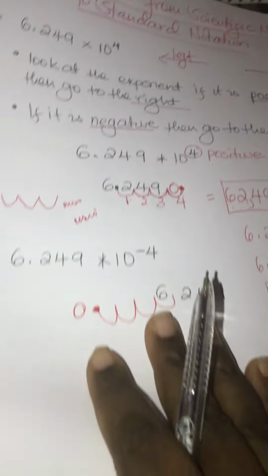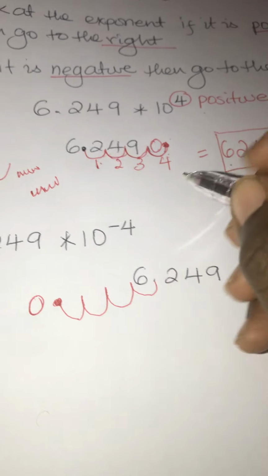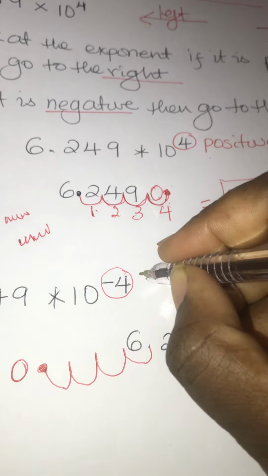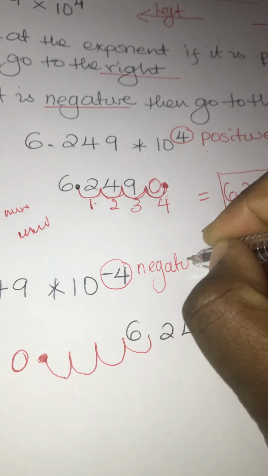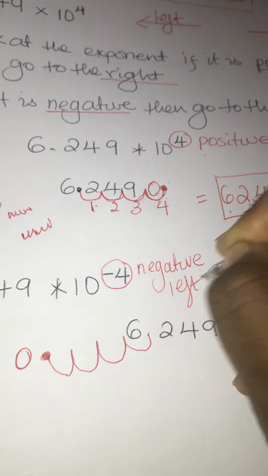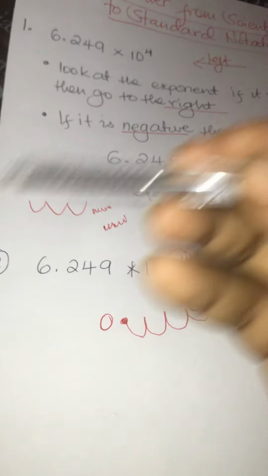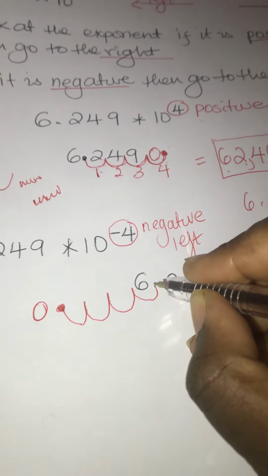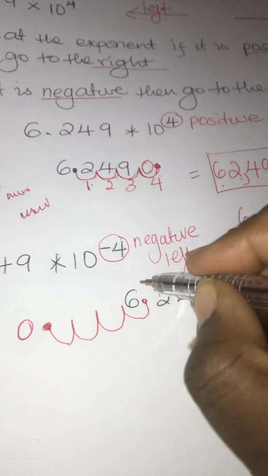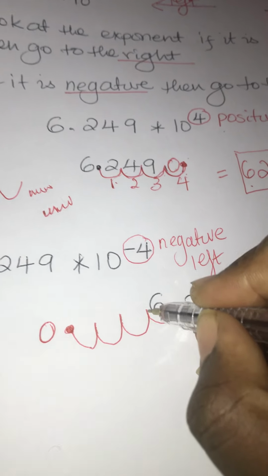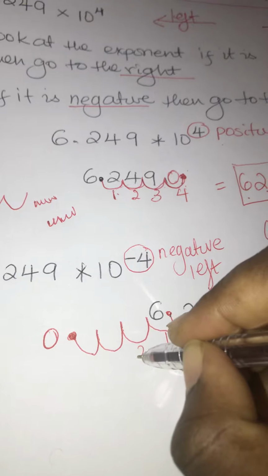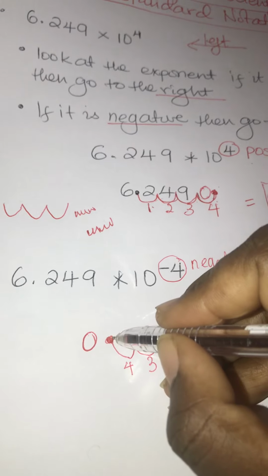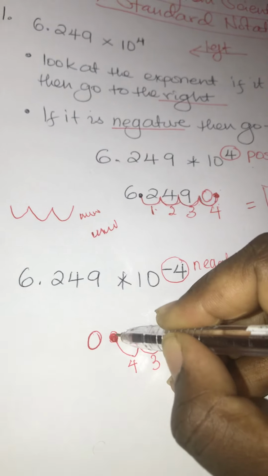All right, now let us look at this one. What do you notice? Your exponent is negative. And because it is negative, you're going to go to the left. The left is this way. What are you going to move to the left? The decimal. Your decimal is here. You're going to draw a U and go to the left 4 times. 1, 2, 3, 4. Where you stop with your last U, you must put a decimal.